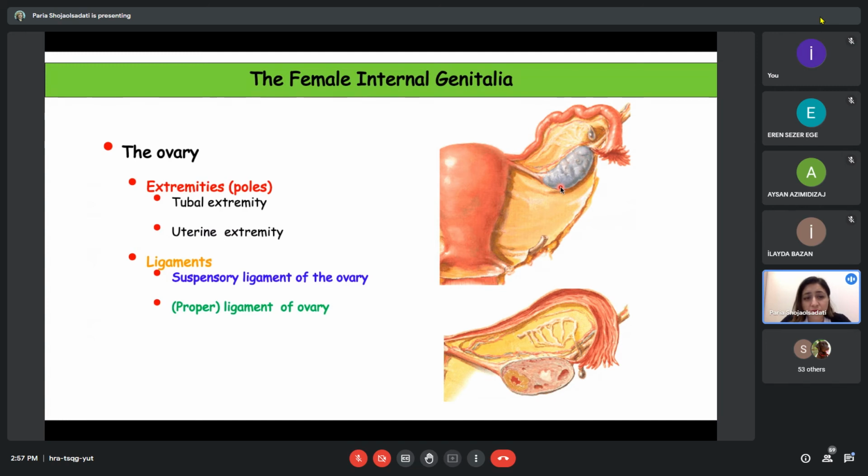It has two extremities or poles, the tubal extremity and the uterine extremity. You can imagine that it's located horizontally. One pole of it is nearer to the entrance of the uterine tube, and one pole is nearer to the body part.